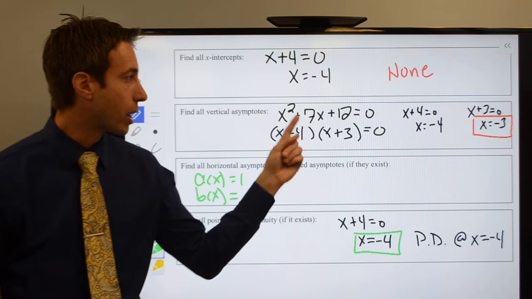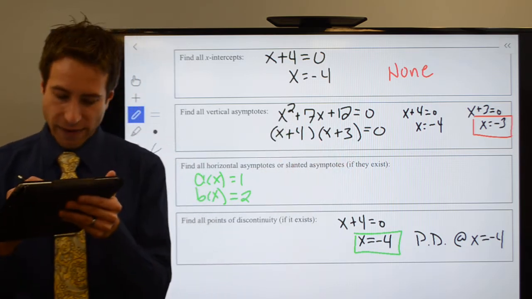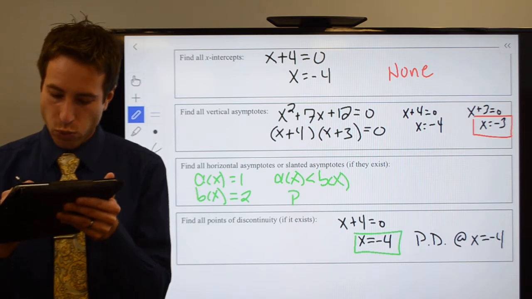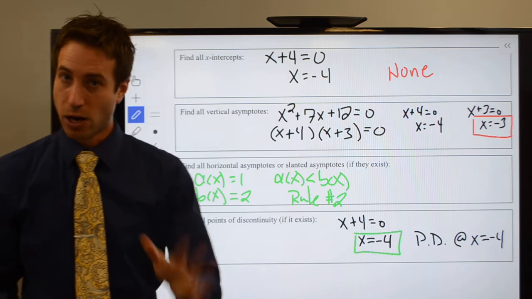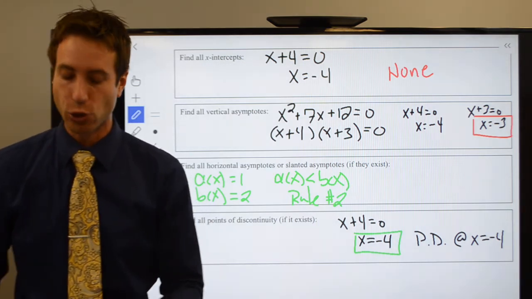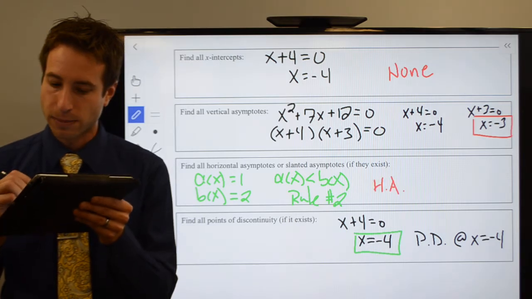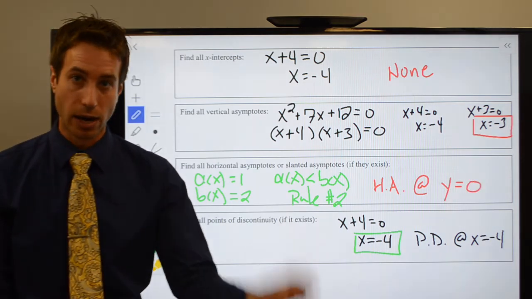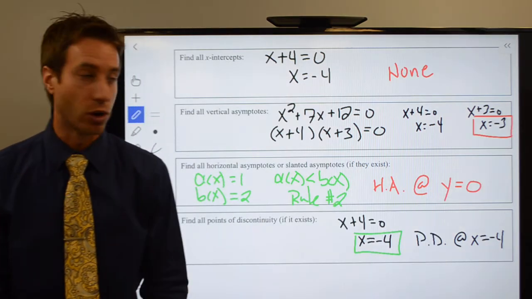In the bottom I have x squared plus 7x plus 12, the degree is 2. Ooh, look at that. Here's what I've got. I've got ax is less than bx, and that is rule number 2. It's been a while since we've seen this. Hopefully you guys remember. What does rule number 2 mean? Well, rule number 2 means that I do have a horizontal asymptote, and that horizontal asymptote is at y equals 0. That's what rule number 2 tells me.